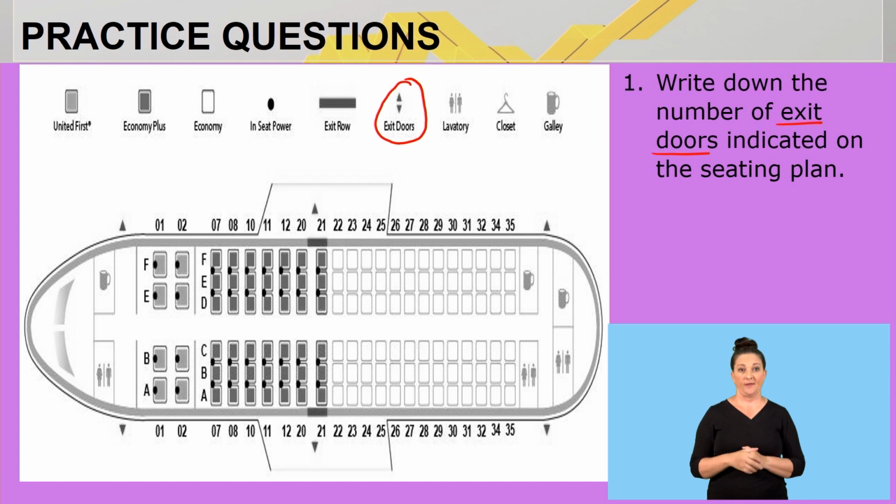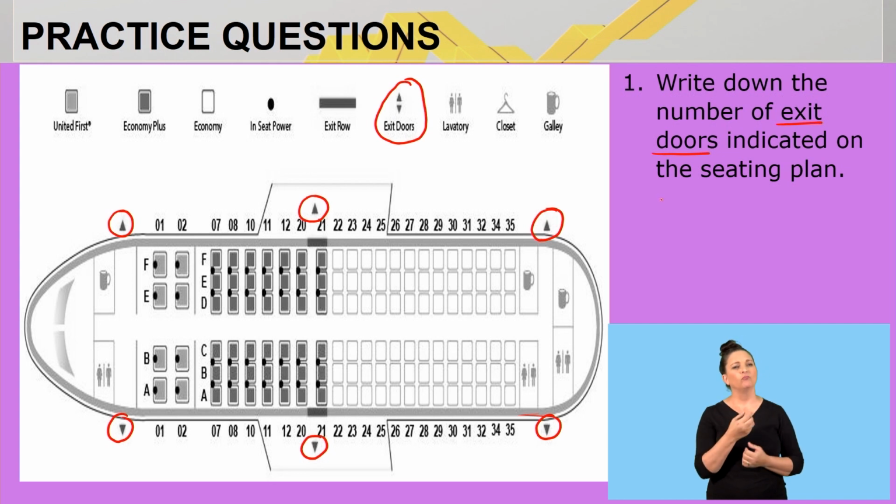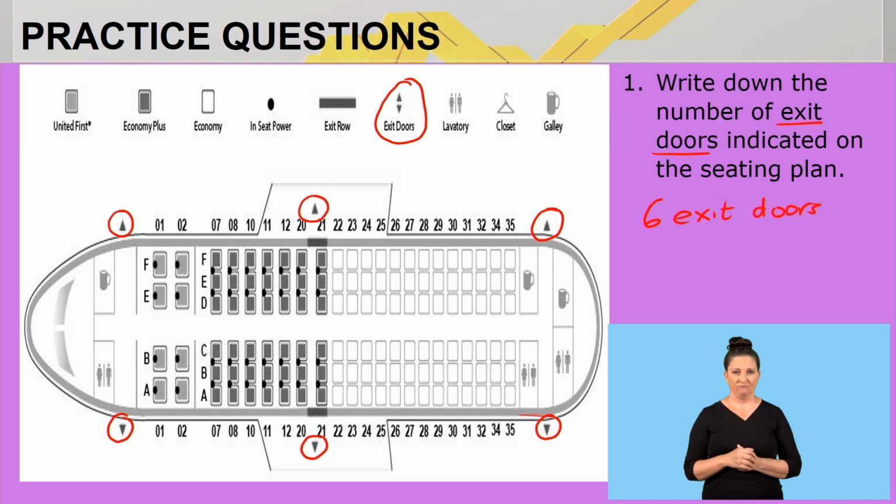So I count 1 here. So it's another 1 here, so it's 2. I see 1 here, it's 3. 1 here, 4. Also here at the back, 5. And there's 6. So therefore, I can say that we have 6 exit doors. Guys, are we clear on that? I looked at the symbol and I went to my seating plan and I counted how many of that specific symbol I see. Let us look at another question.